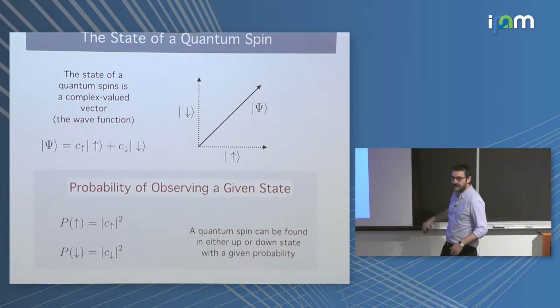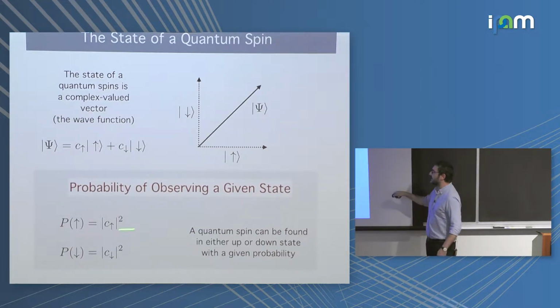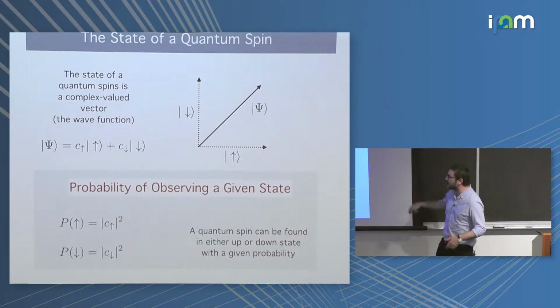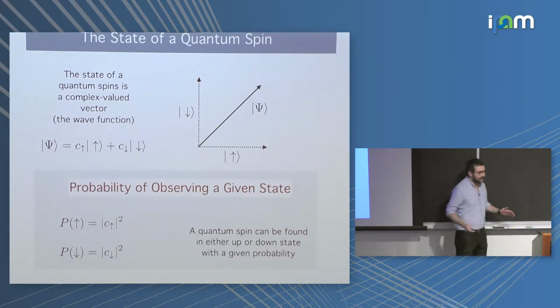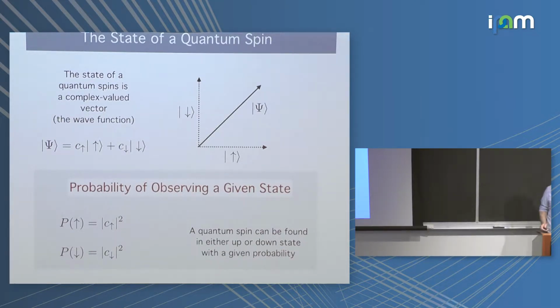These are complex valued coefficients. Their squares sum up to 1. And the probability of observing the spin in the up direction will be just given by |C_up|², and the probability down is |C_down|², okay? So this is all very nice and easy, so it's for one spin.